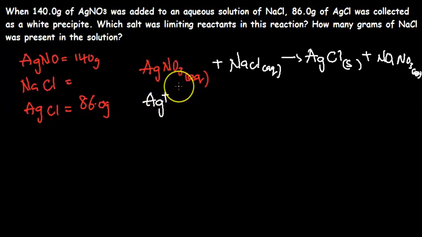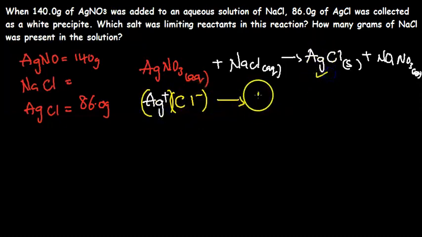This equation represents the double displacement reaction where silver ions, which is Ag positive, from silver nitrate react with chloride ions. On the right hand side here, instead of sodium chloride, at this point it's going to react with chloride ions. These two are going to react. What are they going to form? These two are going to give rise to silver chloride.